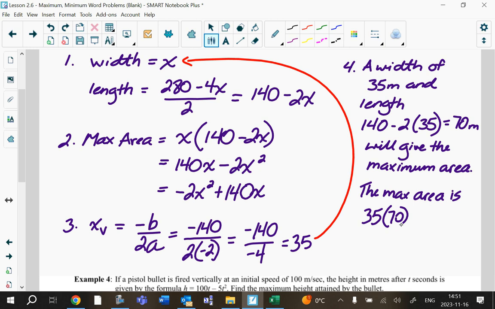2,450? Can somebody check that? Did I get it right? Yes, no? Yes? I should be more confident in my math, like I always tell you guys to be. Okay, so I think what we'll do is we'll stop there for now.